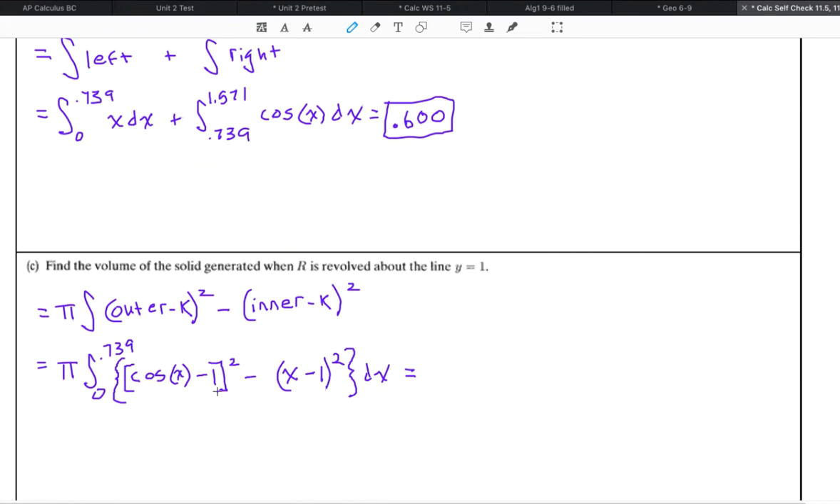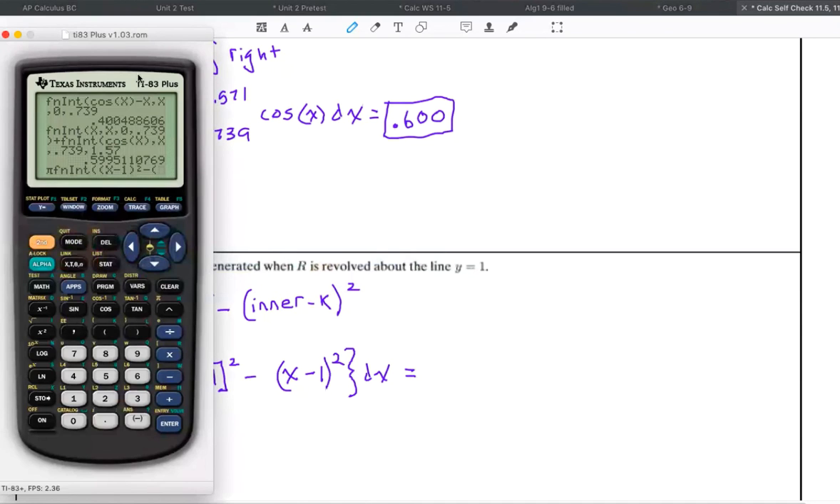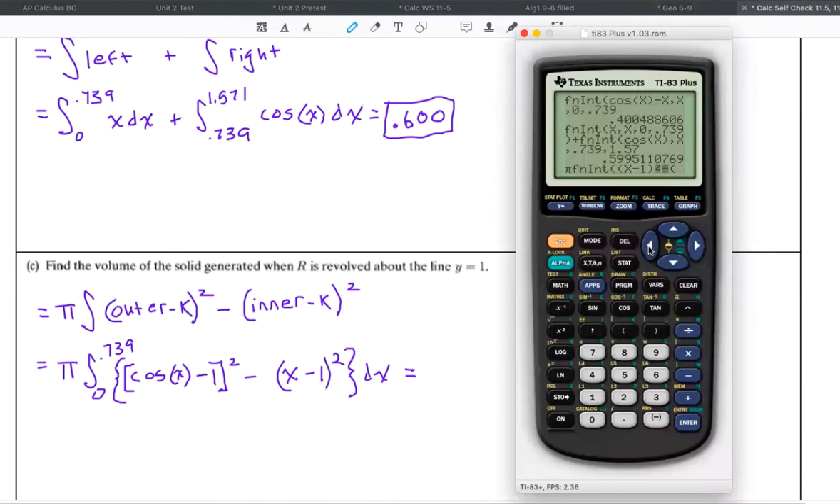And I haven't typed all this incorrectly. In fact, I think I started typing it wrong because I started doing x instead of cosine. So let me come over here and type over this. This is going to be cosine of x, that's going to be squared, minus, and then in parentheses, x minus 1, that quantity squared. And then that's with respect to x from 0 to 0.739. What did I mess up on? Probably some parentheses. Yeah, I forgot my parentheses here. So second, delete to insert another parenthesis and then hit enter.